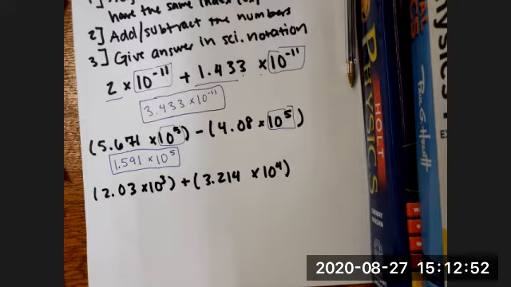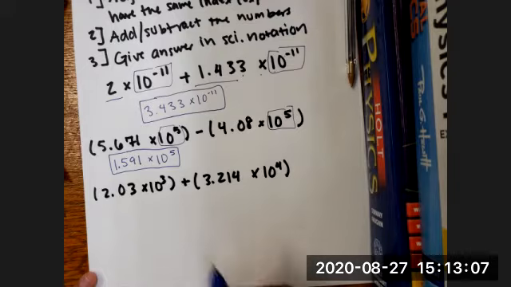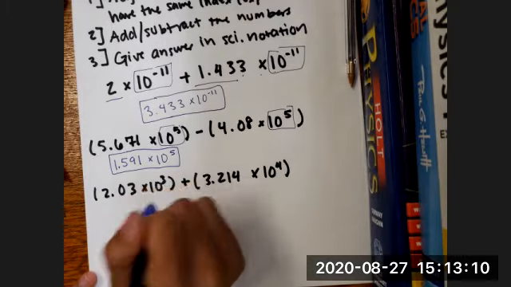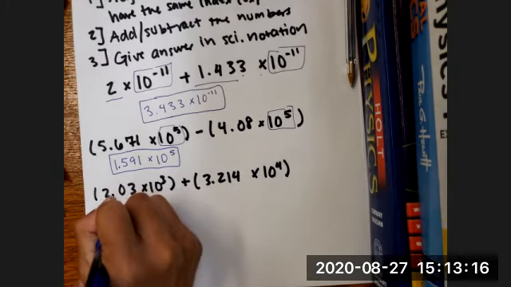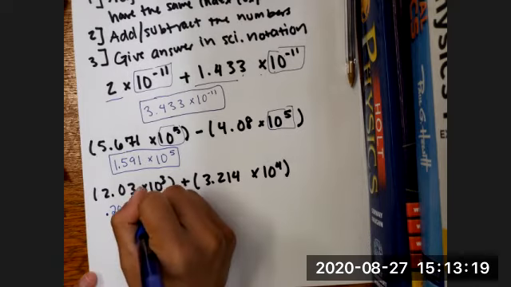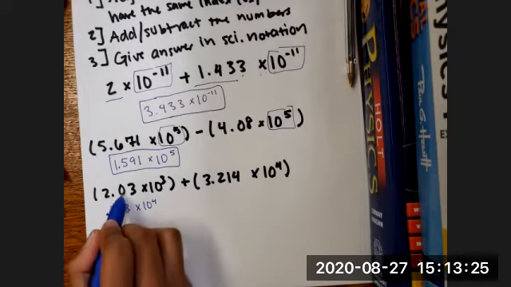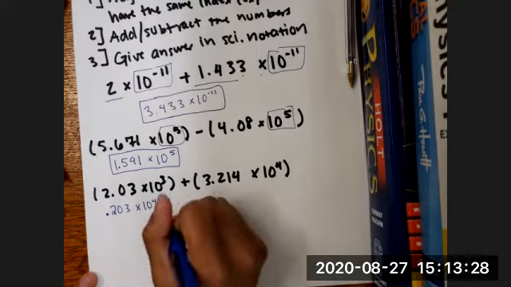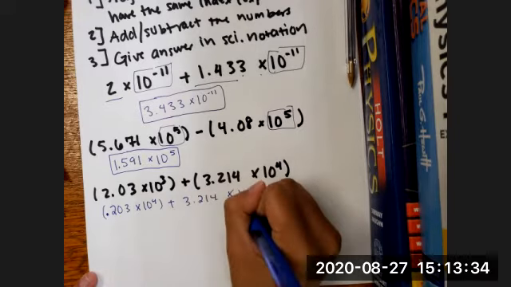So the first step is adjust the powers of 10 so they have the same exponent. I typically find it easier to see the one with the smaller exponent and adjust it so it matches the bigger one. So here, I'm just going to move the decimal one over to the left and have 0.203 times 10 to the 4th. So those would be the same. Plus 3.214 times 10 to the 4th.